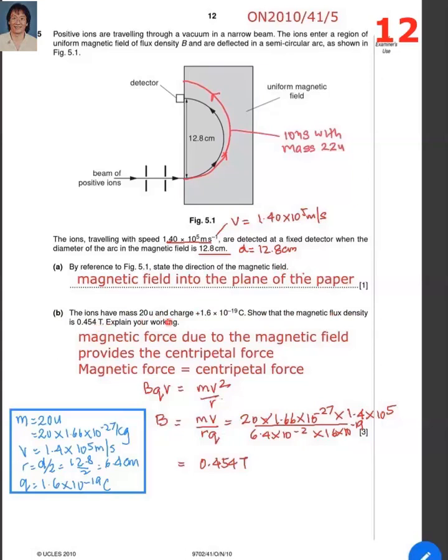The magnetic force due to the magnetic field provides the centripetal force. So the equation is magnetic force equals centripetal force. Magnetic force is BQV, and the centripetal force is mv squared over r. So B equals mv over rq, where the v can cancel off. Then you can substitute the values into the equation, and you get 0.454 tesla.